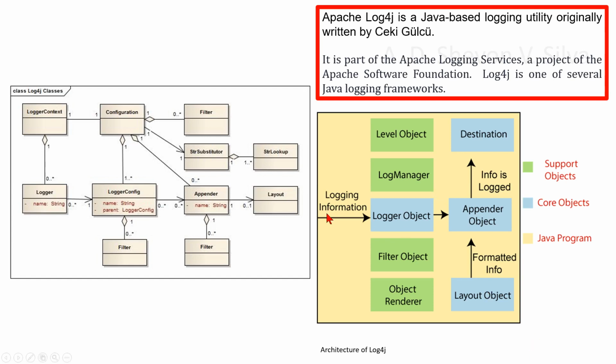Logging information is passed to the logger object. Logger object, layout object, appender object, and destination objects are core objects, and level object, log manager, filter object, and object renderer are support objects. And this is a Java program.